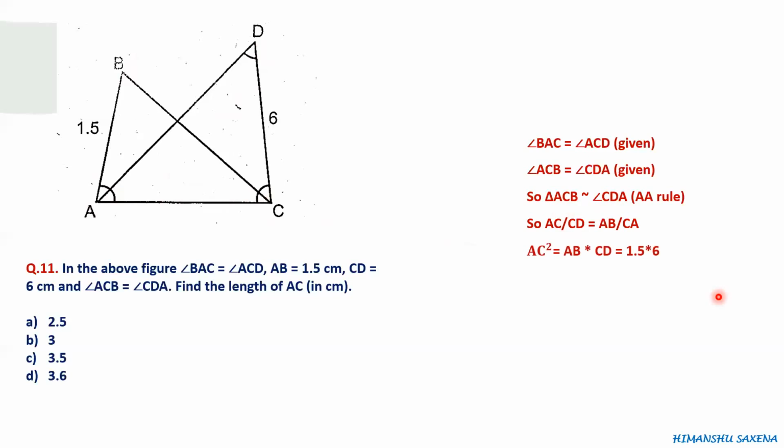If you calculate this, since CA, or AC, is appearing on both sides, AC square is equal to AB into CD. AB and CD's values are given as 1.5 and 6, so you can calculate the value of AC, which is equal to 3. The important part in this particular question was, how do you identify whether the triangles are similar, and if you have identified, how do you write the order of the vertices, right?